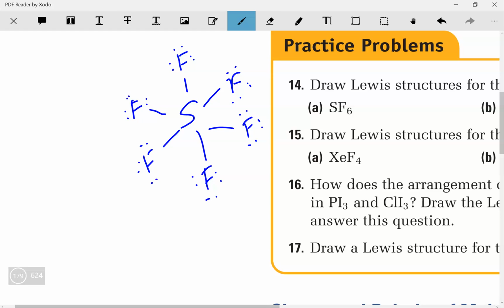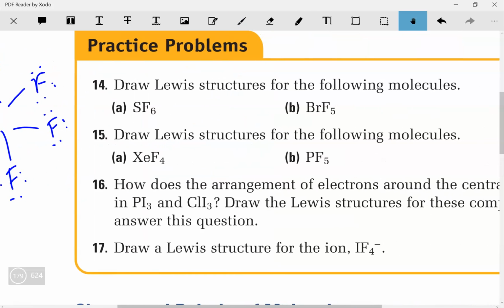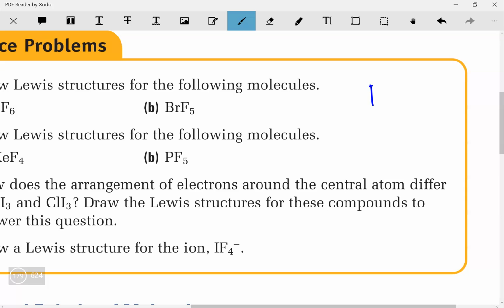I'm not even going to count my electrons. This is what it looks like. That's basically it. BrF5. Let's see, 7 plus 7 times 5 is 42. This is going to be a trigonal bipyramidal structure. You can put in the electrons.